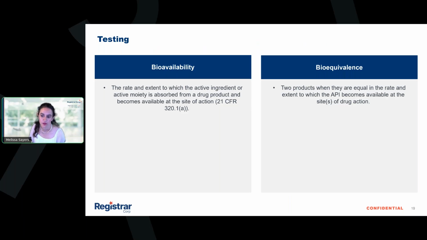Bioequivalence means that the two products are equal in the rate and extent to which the active ingredient becomes available at the site of drug action. This is a key requirement for generic drugs. They must demonstrate bioequivalence to the reference listed drug. So testing for bioavailability and bioequivalence is essential to ensure that generic drugs perform the same way as their brand name counterparts, providing patients with safe and effective alternatives to branded drugs.